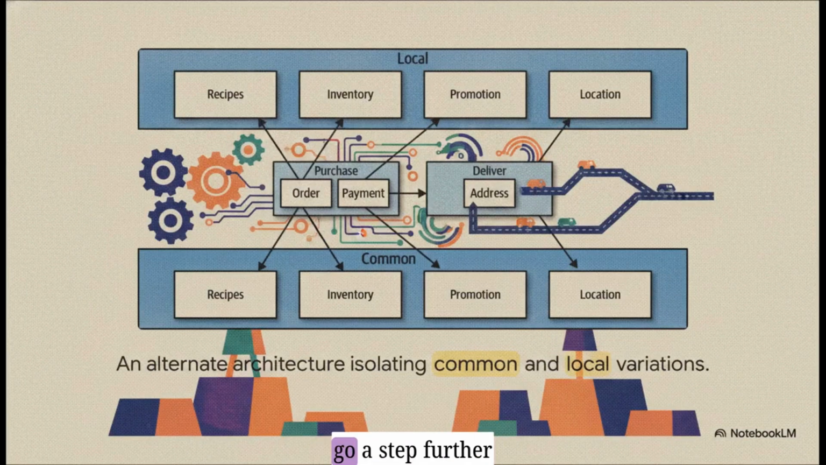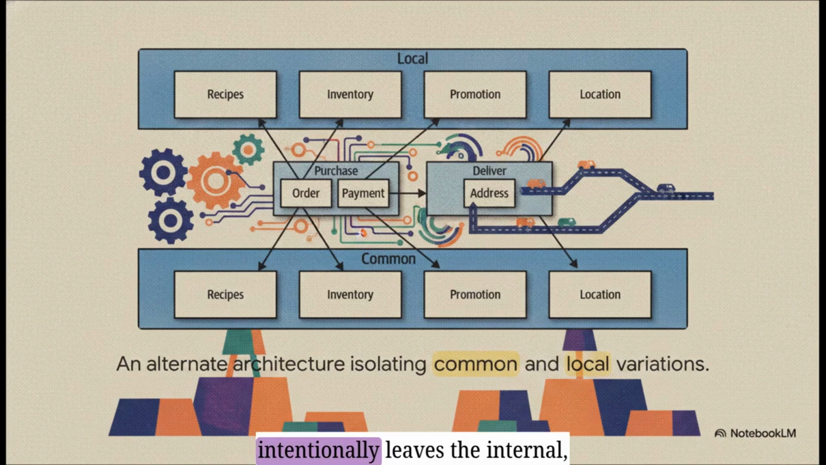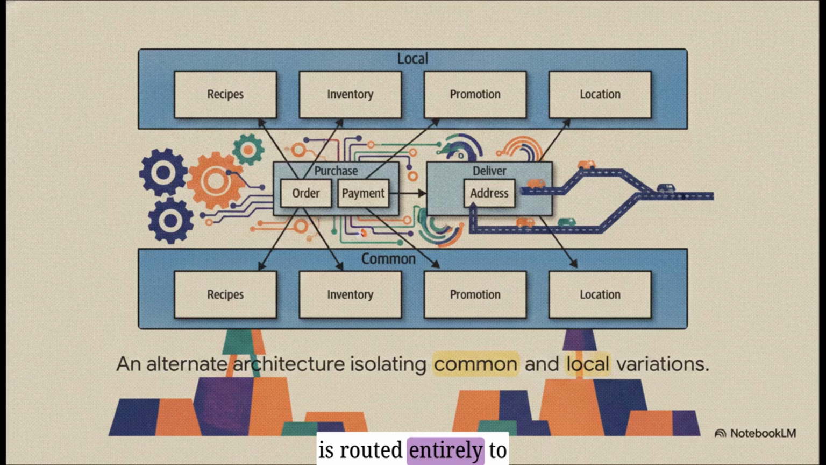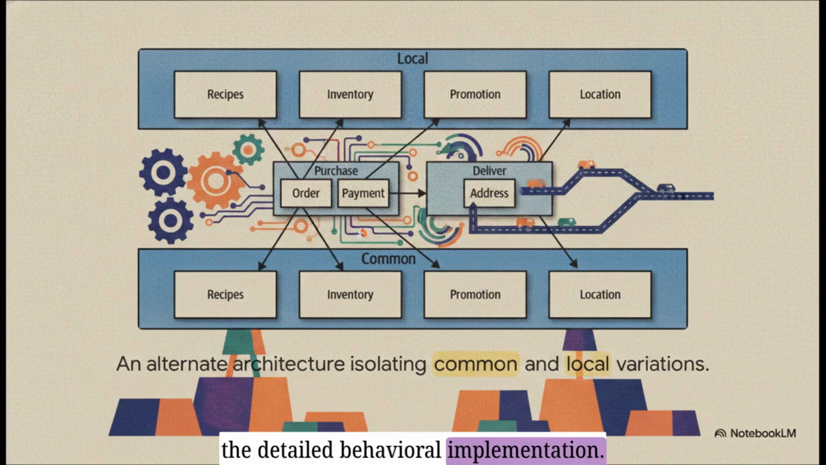Now, the architect might go a step further to isolate common business rules from local variations, setting some very strict interaction boundaries. And this brilliantly illustrates how HLD works, because this is exactly where HLD stops. It intentionally leaves the internal specialized class implementation of how a purchase is processed or how a delivery is routed entirely to the developer during the LLD phase. Simply put, the architect provides the structural integrity, while the developer provides the detailed behavioral implementation. They complement each other perfectly.